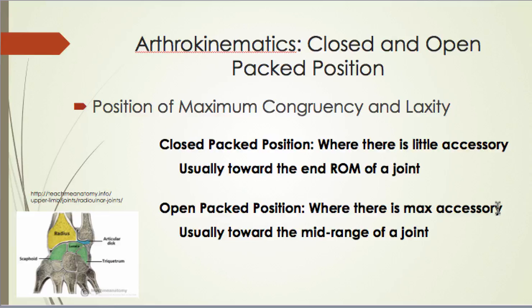The open pack position of a particular joint will be that position at which there's maximum volume within the joint as well. So if we fall and we sprain our knee, we can't extend it all the way out because it hurts. We cannot flex it very far because it hurts. We like to put a pillow under the knee because that's the position where there's the greatest amount of room for the synovial fluid to roam around. And that's usually, again, towards the mid-range of most joints.